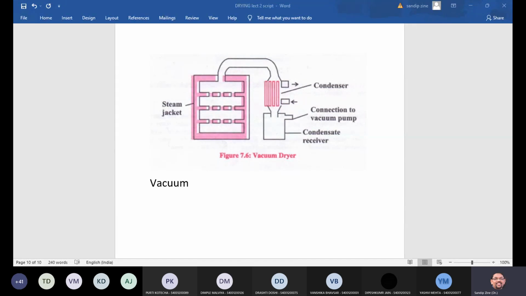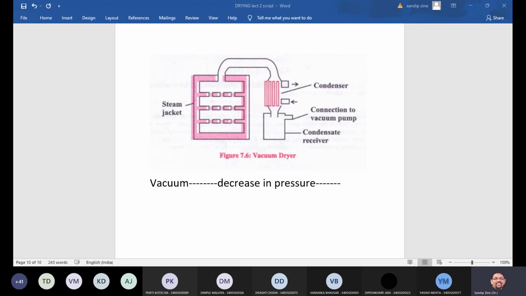Due to vacuum, there will be a decrease in pressure, and therefore water boils at a lower temperature, and then the evaporation of the water takes place faster. This is the overall principle of this vacuum dryer, isn't it? What will happen due to the vacuum? There will be a decrease in pressure. Do you agree with these things? We are creating a vacuum, so pressure gets decreased, isn't it?